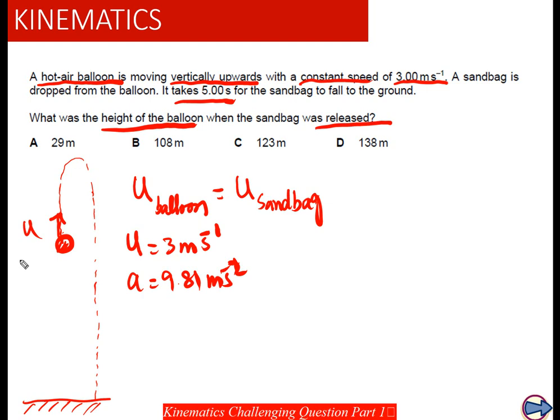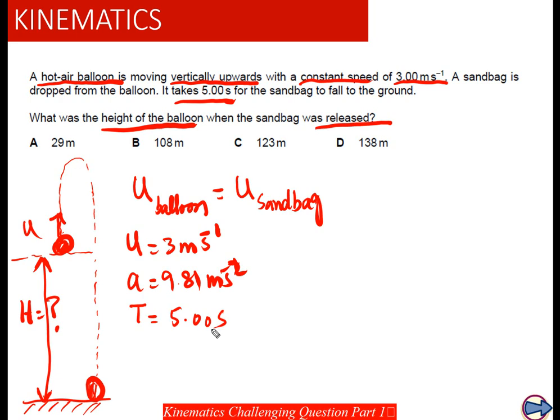Now, what else is given to us? This is our sandbag. It will go like this and finally it will land on the ground. So the question is asking us to find this vertical displacement. Let me write down, this is equal to capital H. This is what we need to find. And the total time taken is given, capital T. This is equal to 5.00 seconds. This is given to us.